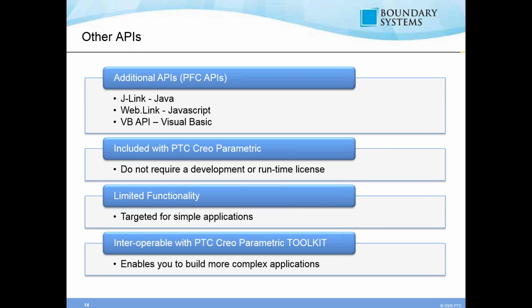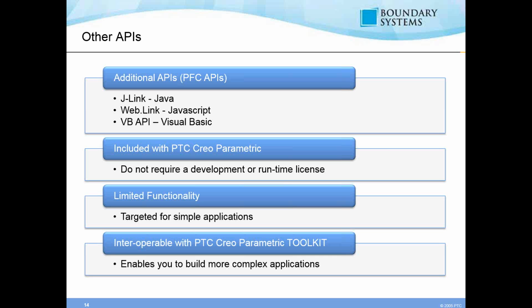Like I said, Toolkit was the primary API within Creo prior to the Creo 1.0 release, but there were several others. These were referred to as the PFC APIs, and the three other APIs were JLink, which was Java, WebLink, which was JavaScript, and the VB API, which was Visual Basic. All of these were actually included with your Creo Parametric license. There wasn't additional development or runtime licensing required. However, they also offered limited functionality, so you really couldn't do nearly as much with these APIs as you could with the full Toolkit API.